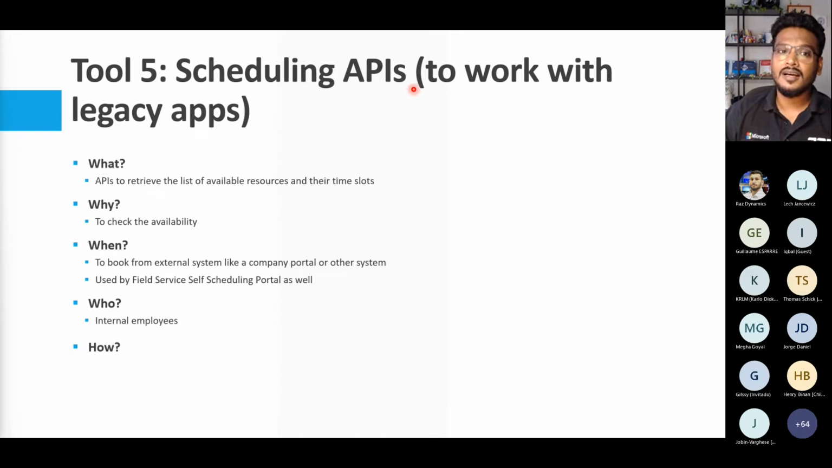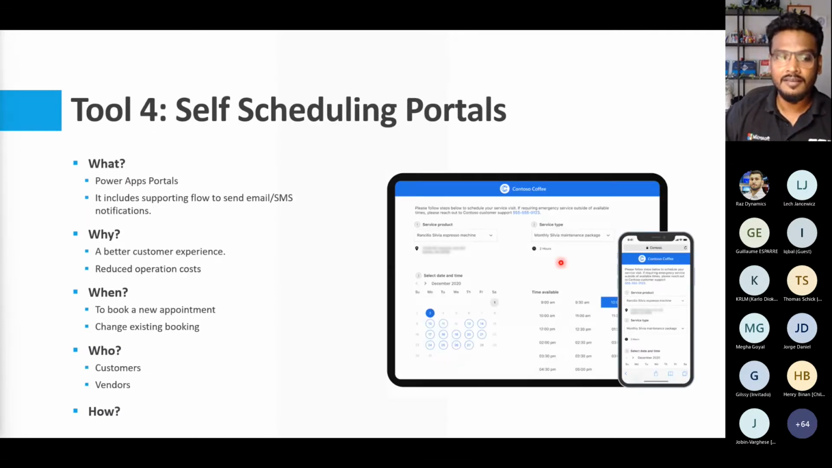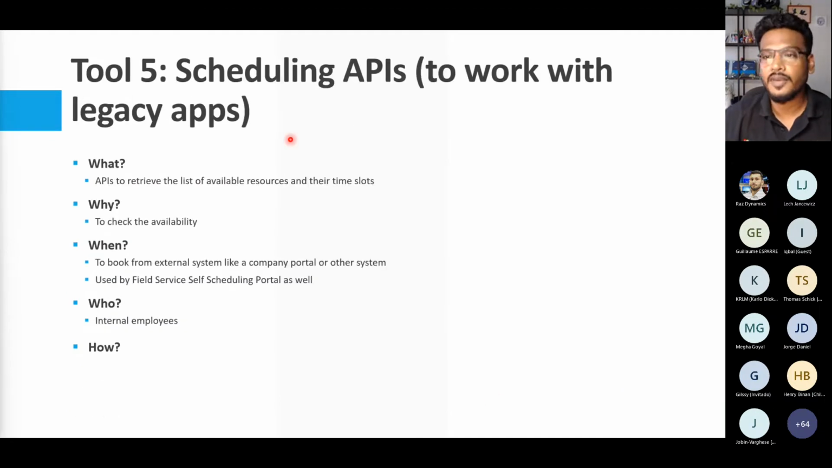This is the scheduling API. All the self-scheduling portals, and even the scheduling assistant that I showed you in the application, internally use the APIs, end of the day, correct? So Microsoft also exposes these APIs, which means you can use them to connect to any external system, to get the work order, to return the available resource slots, and to choose someone and book.